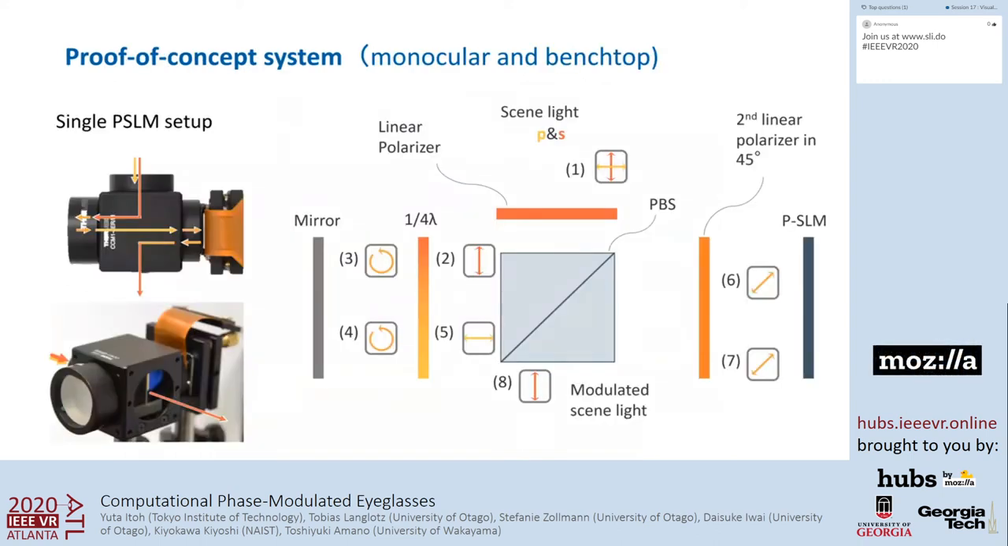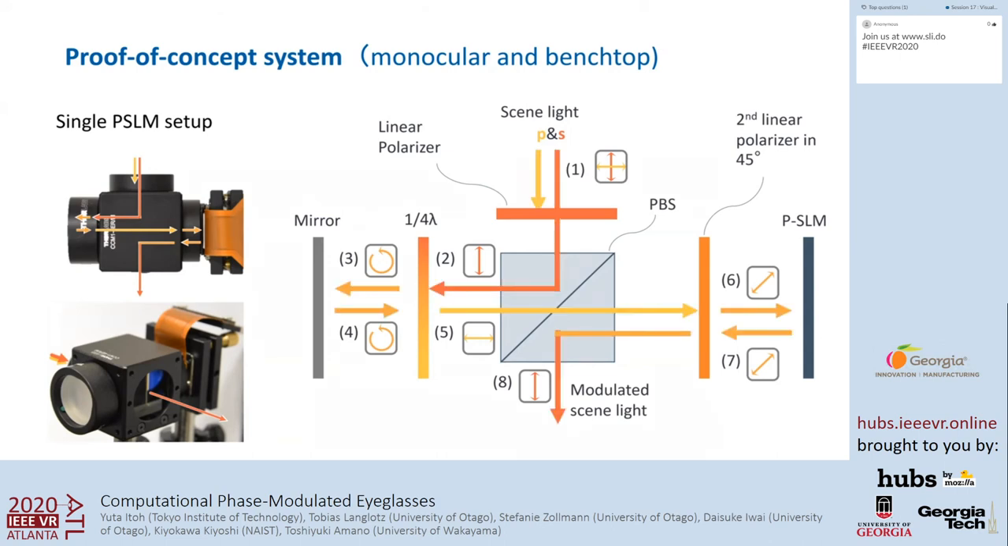And so this is our proof of concept system. It's actually a kind of bulky one because it's a benchtop system, and it's also only monocular. So basically this is polarization optics, which realizes a see-through view for the user with a beam splitter. The light coming from the scene goes through the display panel, is reflected by the PSLM, and then you get the resulting image, which has already passed through this programmable lens.